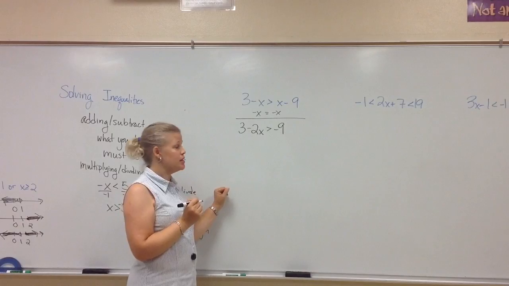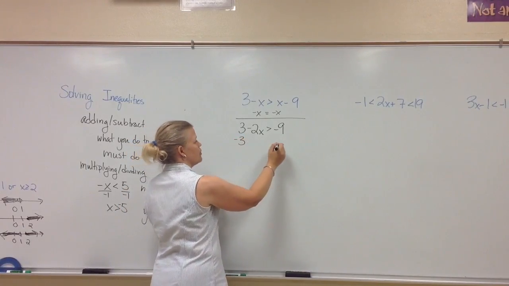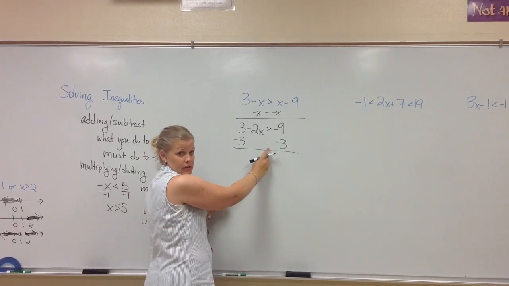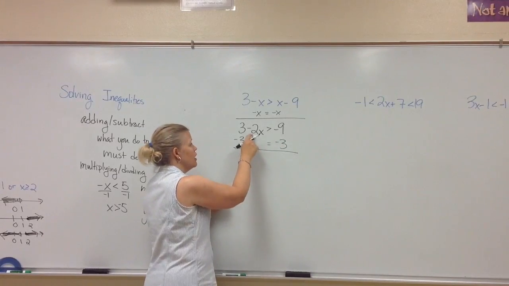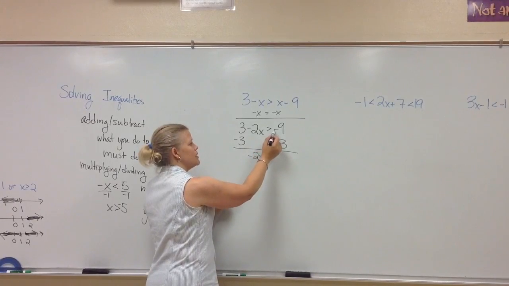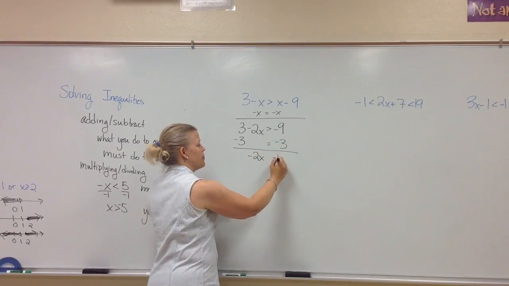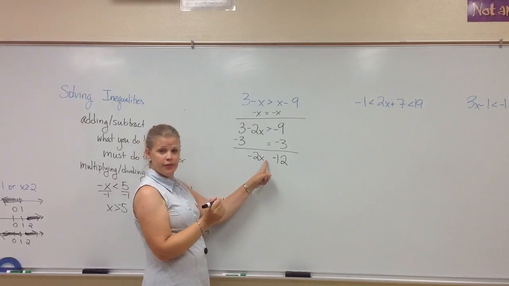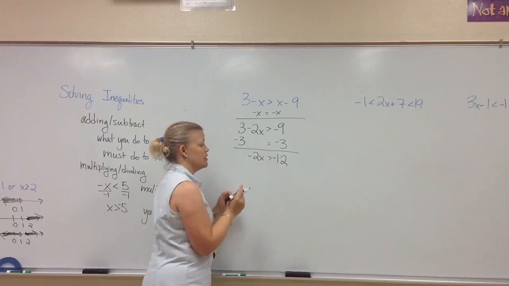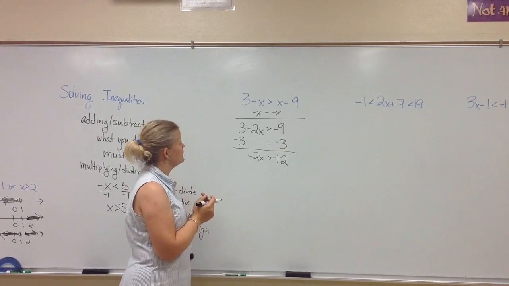Now, what else do we need to do? Right, get rid of the 3, so we're going to subtract it. Notice I keep that equal sign, so I know it's on each side. What's left on the left side? Negative 2x. What is negative 9 minus 3? Negative 12. Do I need to flip it yet, or switch the sign? Nope. Haven't done anything that requires me to do that.